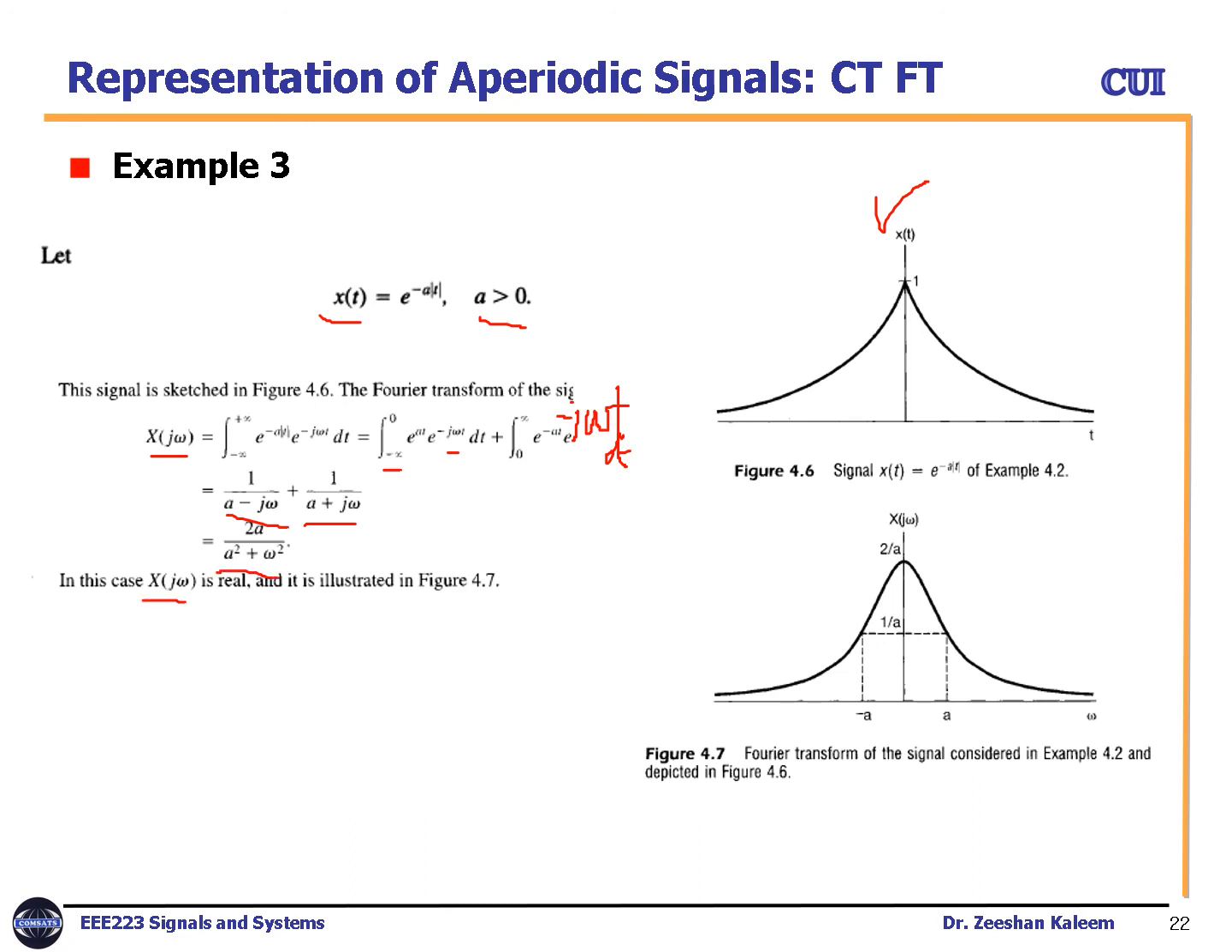In this case, X(jω) is real, and it's illustrated in the figure this way. This is the Fourier transform of this x(t), in the omega domain, so the plot will look like this. You can plot it using MATLAB, or by hit and trial. You can see it will follow this trend.